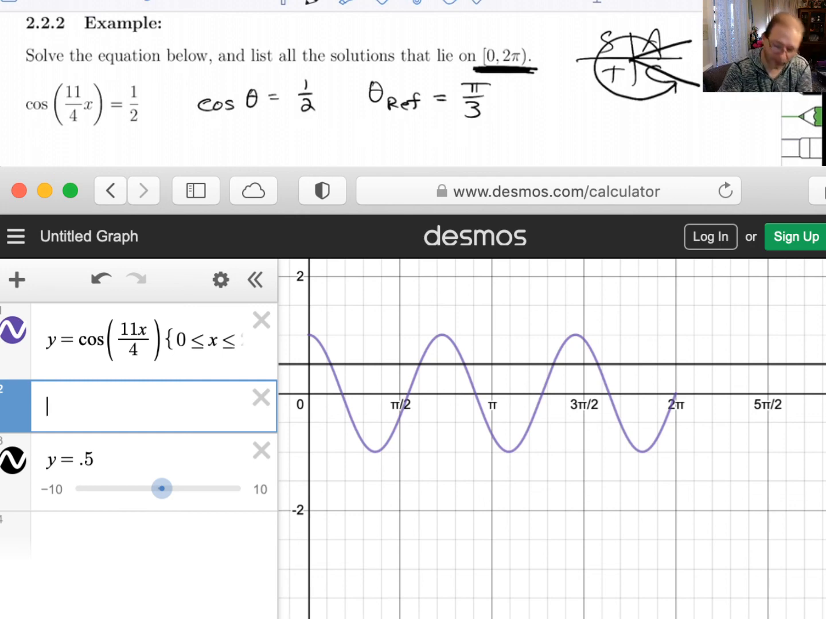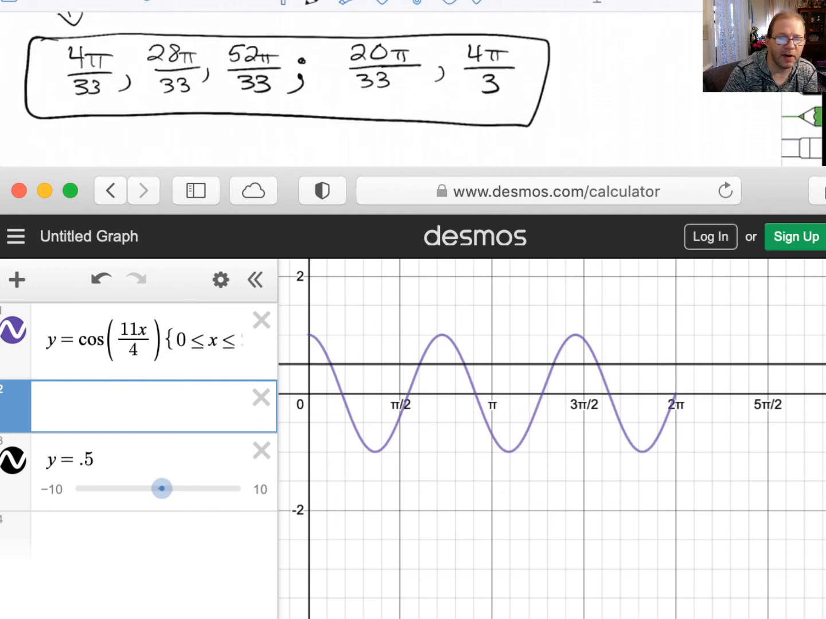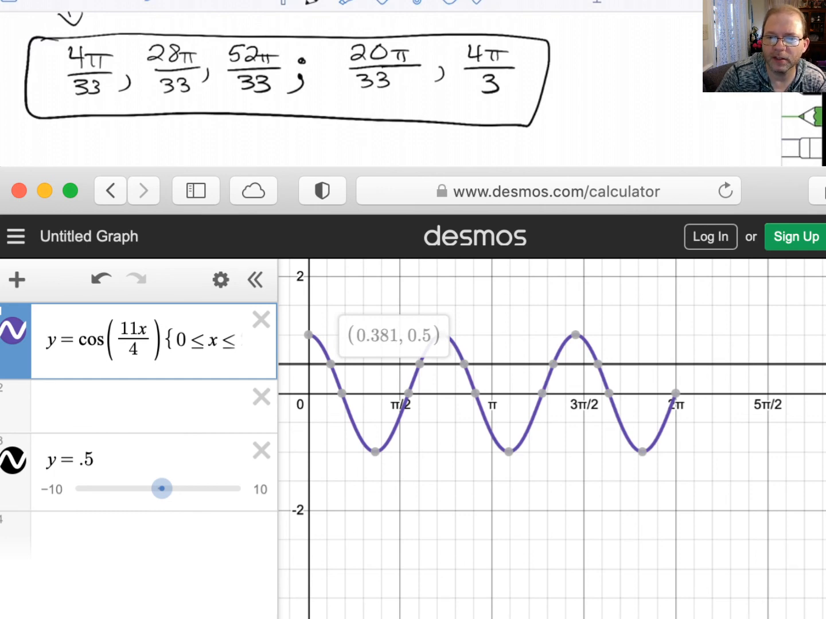And sure enough, that's what we got up here. We got 5 solutions. Let's see if the fractions are nice enough that it can give it to us. No, it's not giving it to us as multiples of pi, but 0.381. If I look at this and do 4 pi over 33, yeah, sure enough, that gives me 0.38077. So that gives me the first one. And so that gives me the 5 solutions that we found by doing it by hand.